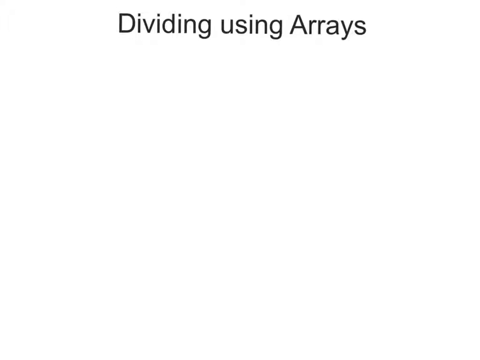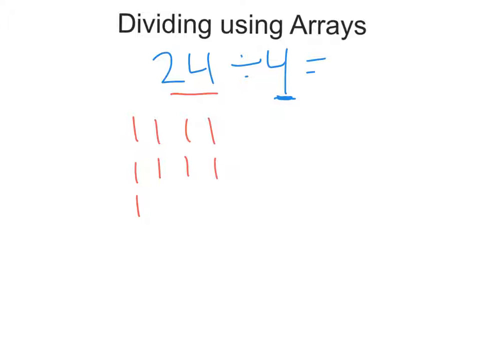Let's do another question together. 24 divided by 4. Remember, I'm going to make groups of 4 in my array until I reach 24. 1, 2, 3, up to 24. There's my array to show 24 divided by 4.